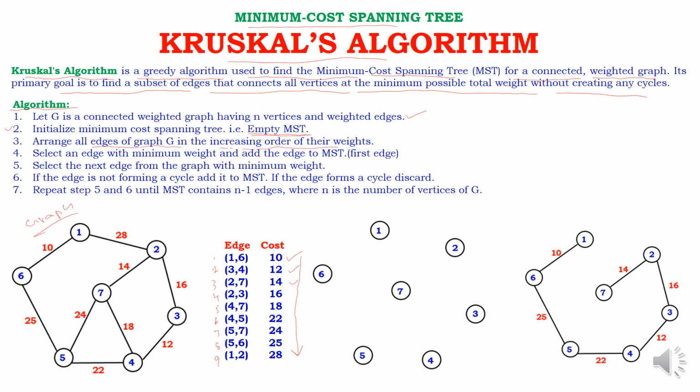So 1 6 is 10, 3 4 is 12, 2 7 is 14, 2 3 is 16, then 4 7 is 18, etc. So like this we have arranged all the edges in ascending order of their weights.